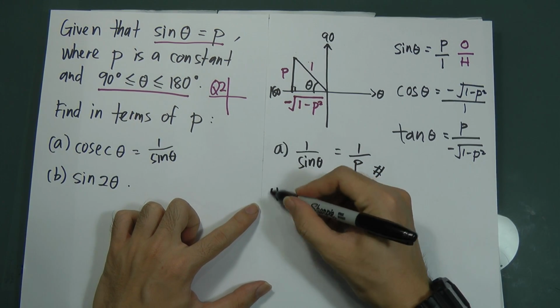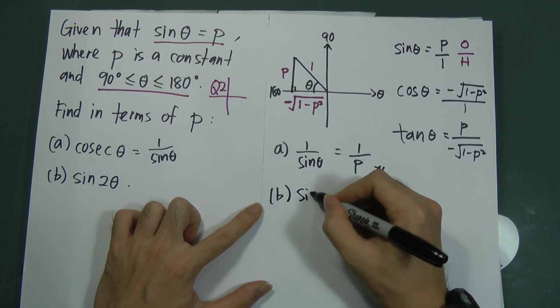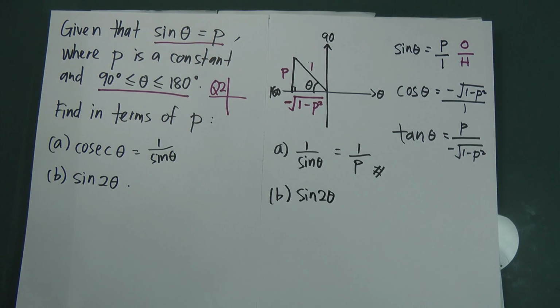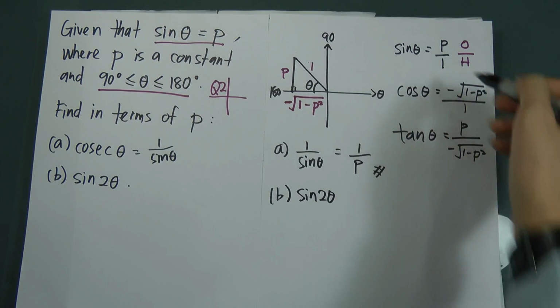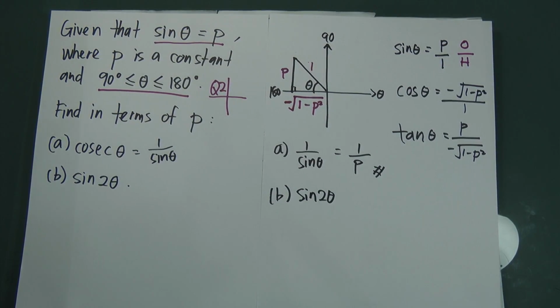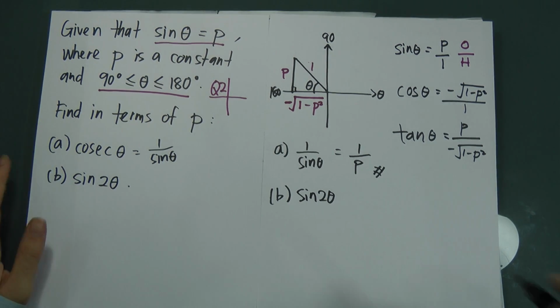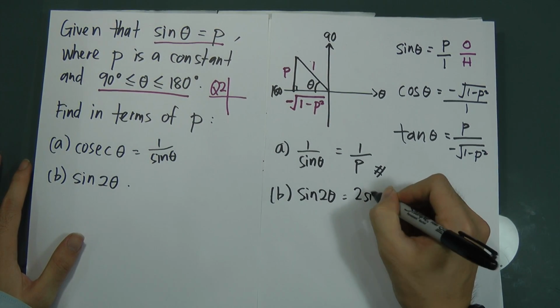B. Sine 2 angle. For sine 2 angle, you don't simply take P and multiply by 2 to get 2P. Then you got it wrong. Because for sine 2 angle, there is a formula. It is called 2 sine angle cos angle.